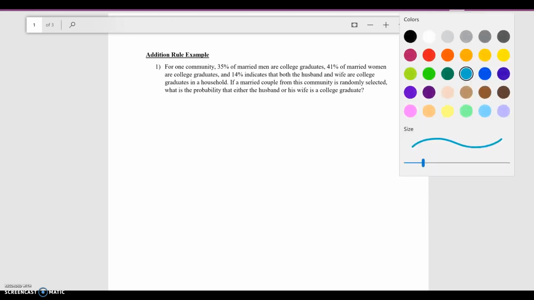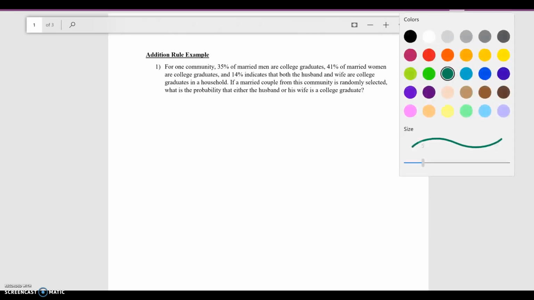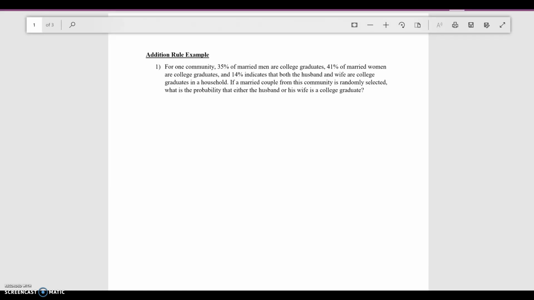Okay, so this is very similar to the problem that we did in class. The only thing that's different now is that I don't give you the actual numbers. I actually now give you percentages. What we want to figure out is the probability that either the husband or the wife is a college graduate.